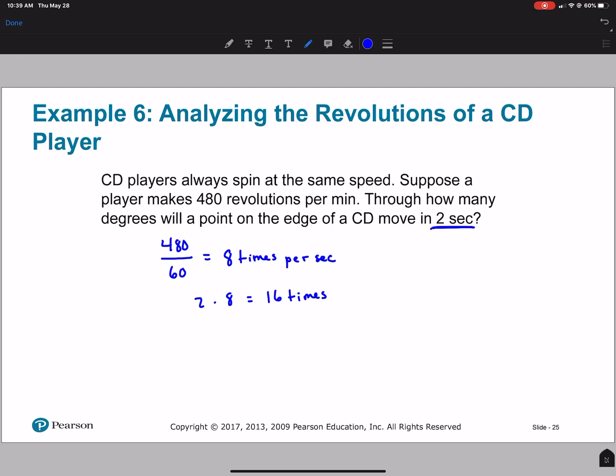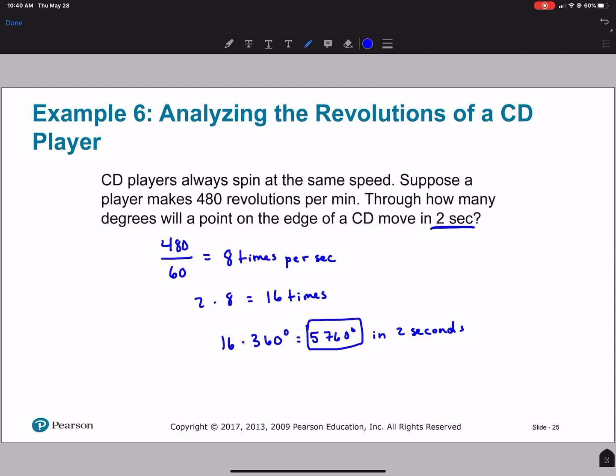So each revolution is what? 360, because it goes all the way around. So at the point of the edge, we basically have what? 16 times 360, because it goes through 16 times. So go all the way around to the same point 16 times. So going through that, it should do what? 5,760 degrees in 2 seconds. And that's your answer.